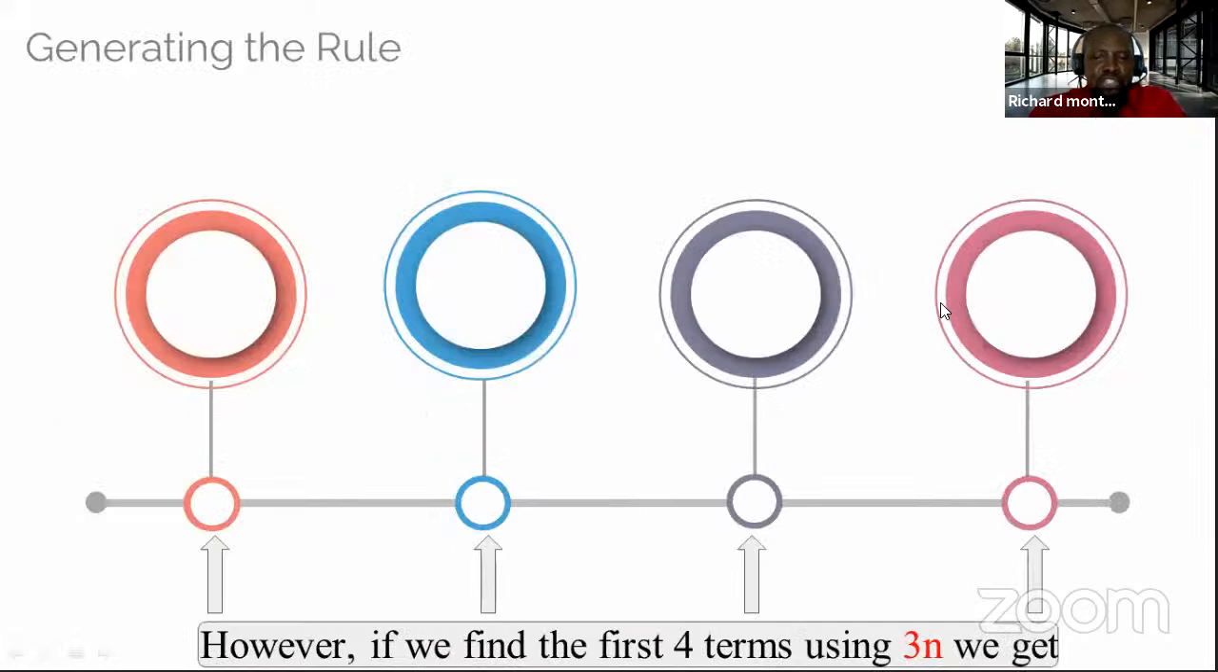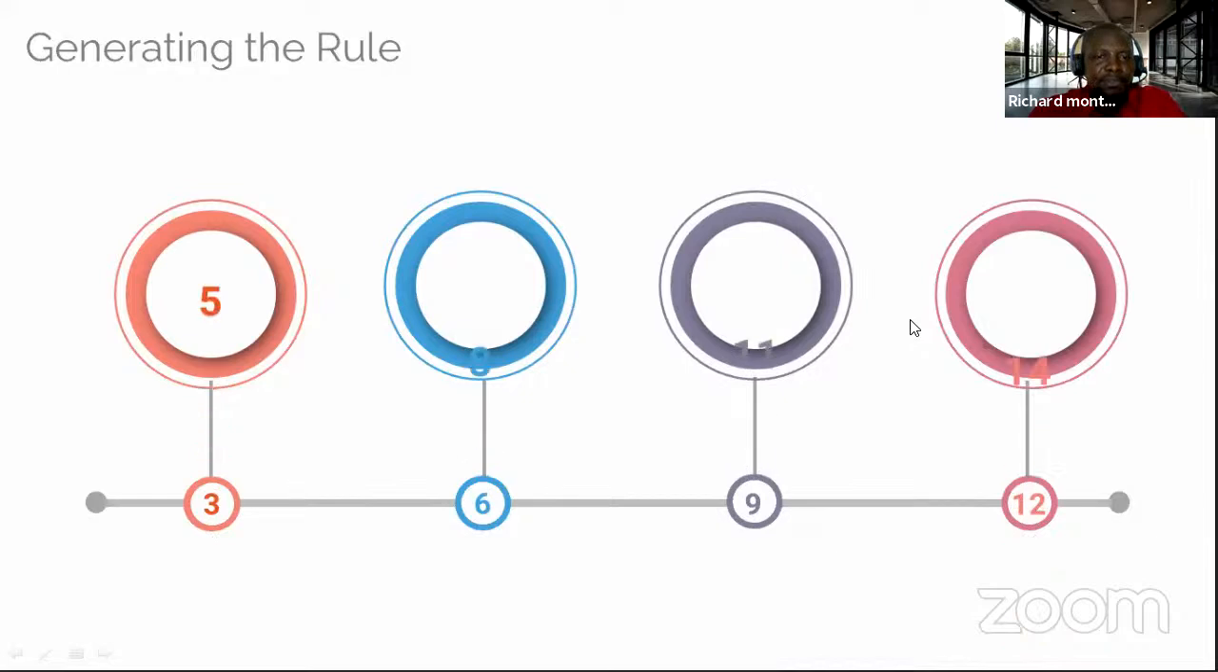So if we were to substitute to find the first 4 terms using 3n, we would end up with 3, 6, 9, and 12. But that's not what we have. We actually have 5, 8, 11, 14. So once we have gotten our coefficient and we have substituted, we now need to ask ourselves, what other operation can I do? Can I add something? Can I subtract something in order to get the first term, and will it work? So what do I need to do?